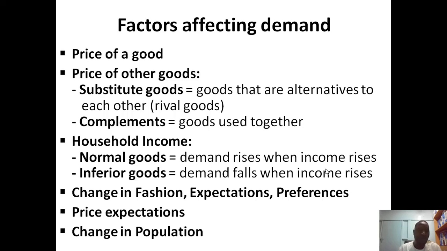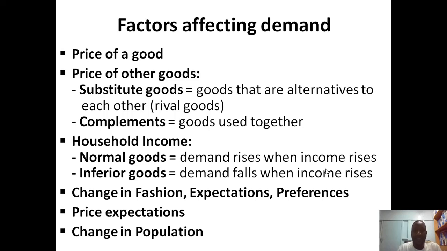But a change in household income will affect demand for normal goods in a positive way and demand for inferior goods in a negative way. What I mean is this: normal goods are good quality products and they are bought when people can afford them. Inferior products are low quality products and they are cheap. They are bought out of convenience.